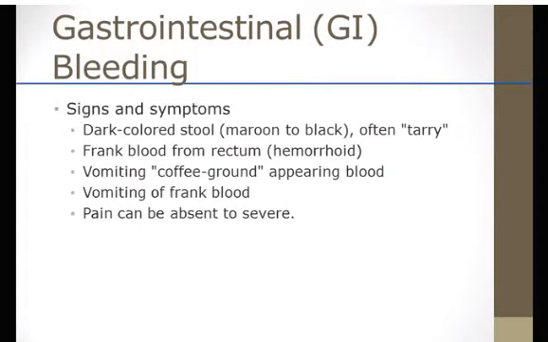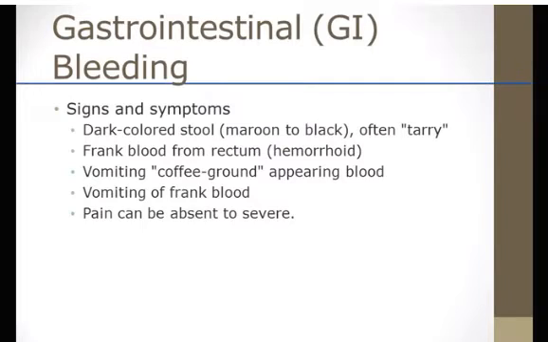Signs and symptoms we talked about are going to be that black tarry stools. If you get frank blood, that bright red blood from the rectum, that's more of hemorrhoidal bleeding. It's not bleeding in the GI tract. It's probably just bleeding from the rectum area where it's maybe torn, especially if a patient has been constipated and has had a larger bowel movement than normal. It may tear that rectal tissue just a little bit. Generally, those aren't anything to worry about.